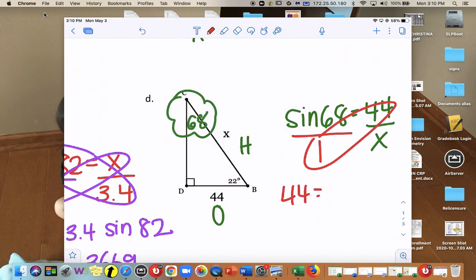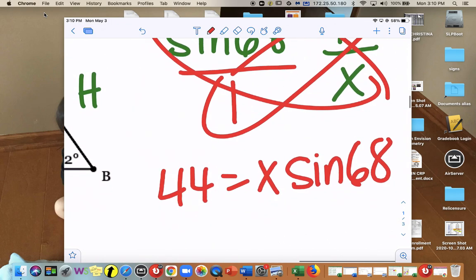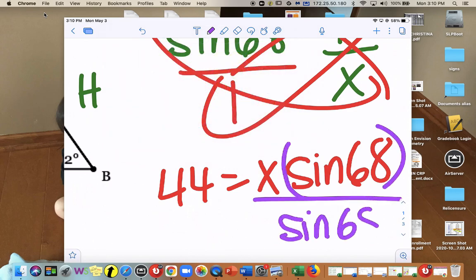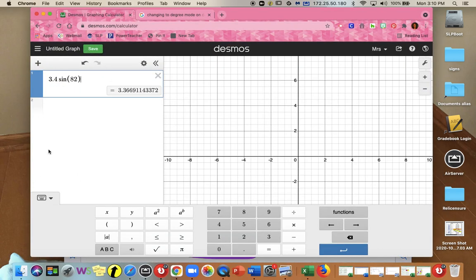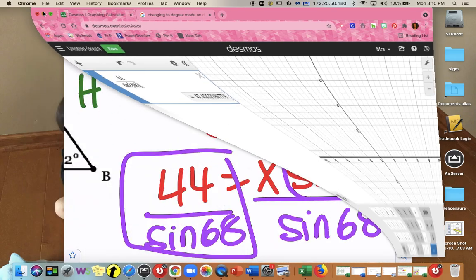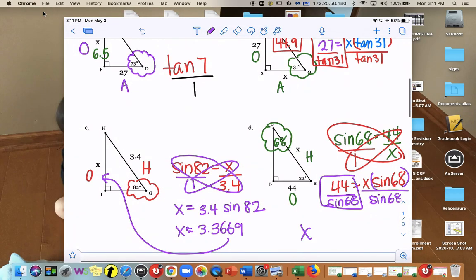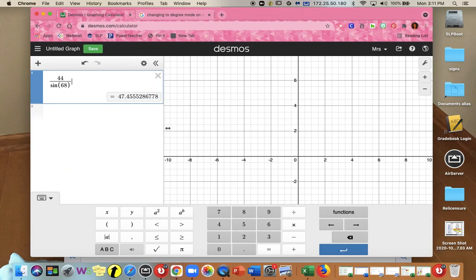So 44 equals x times the sine of 68. And again, sine of 68, that's just some number. And so it's being multiplied. To get rid of it, we'll divide by sine of 68. And so this will be what we type into Desmos, 44 divided by sine of 68. So let's clear this out. 44 divided by sine of 68, and it's about 47.5 if I round to the nearest tenth. So x is about 47.5.